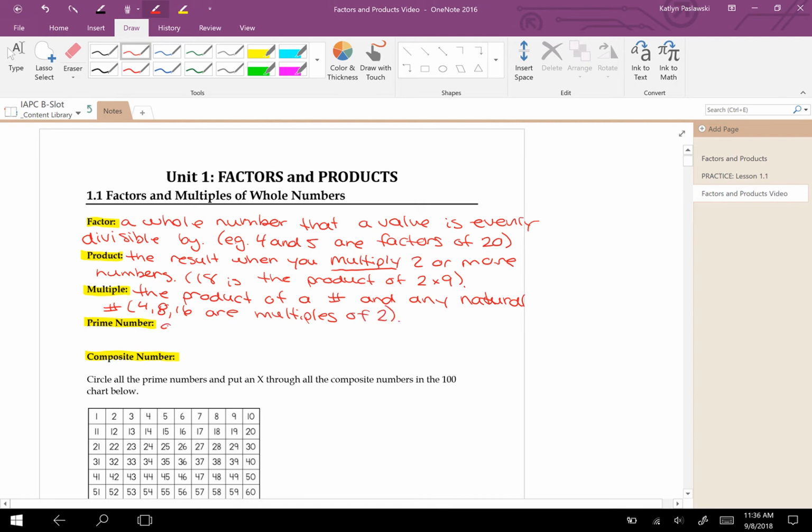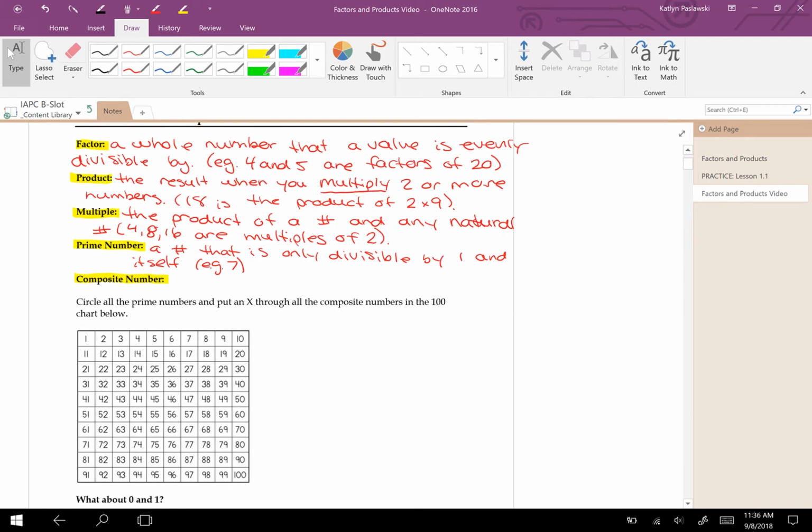Prime number: a number that is only divisible by 1 and itself. An example of that would be 7.